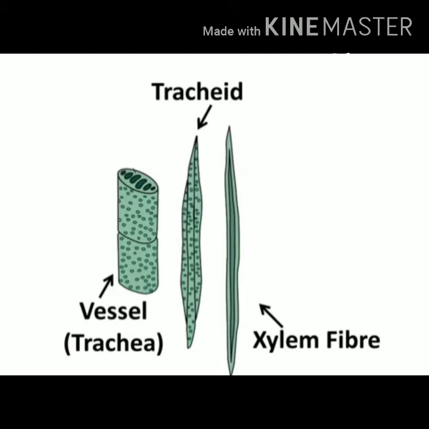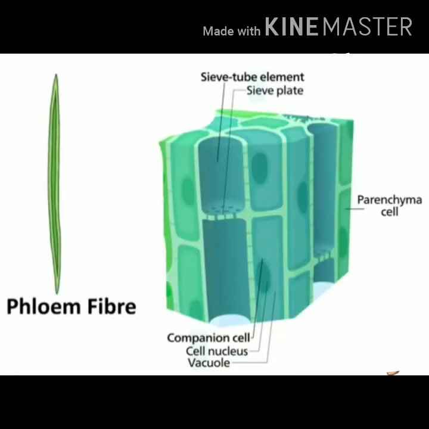Tracheids and vessels are tubular structures. This allows them to transfer water and minerals vertically. A tracheid is also known as tracheae. The plural of trachea is tracheae. Xylem fibers are mainly supportive in function.